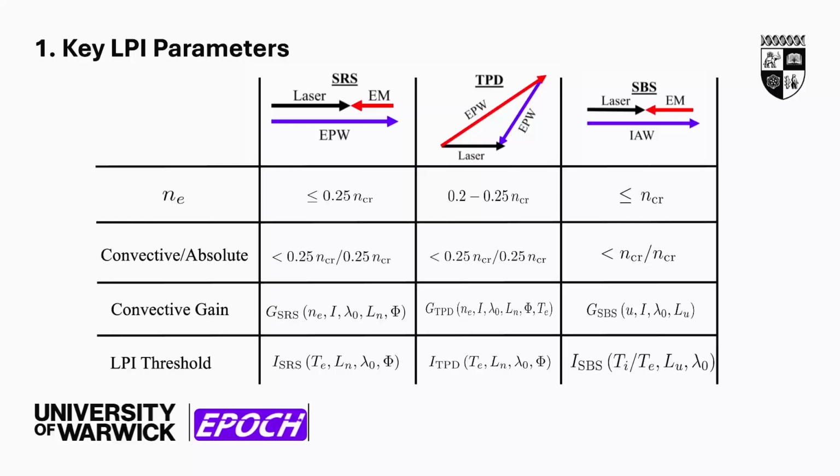Just wondering about the convective absolute row, is it meant to be the same variable on the top and bottom of the quotient for all the things? Yeah, because there's always n critical on top and bottom.